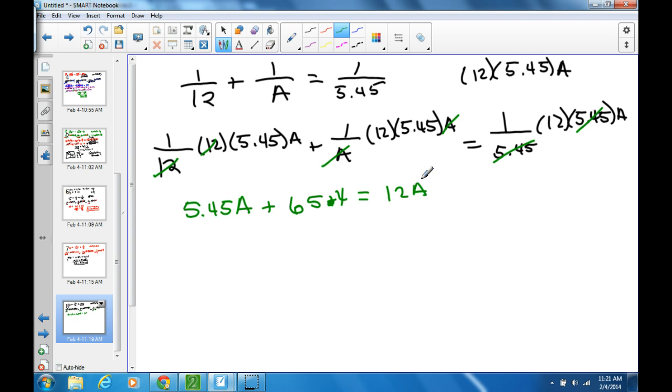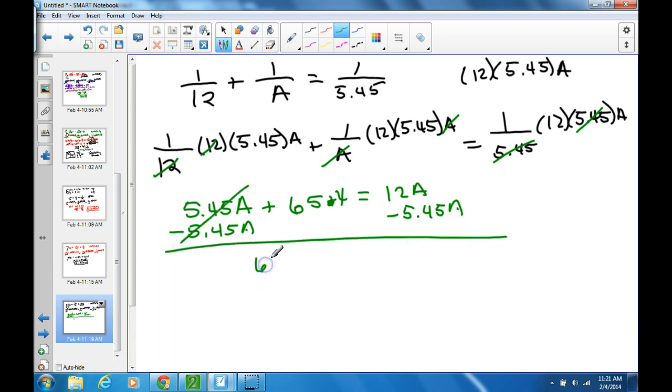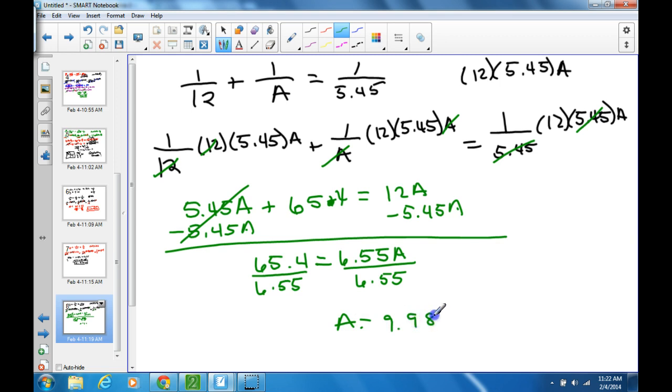You're going to subtract. I would take the 5.45A from both sides. That way we just have a positive A. You could do it the other way too. And when we do that, we have 65.4 equals 6.55A. Now what? Divide it by 6.55. When you do that, you get an A of about 9.98. So it takes Amanda close to 10 hours to mop the warehouse. If you rounded it up, I would.